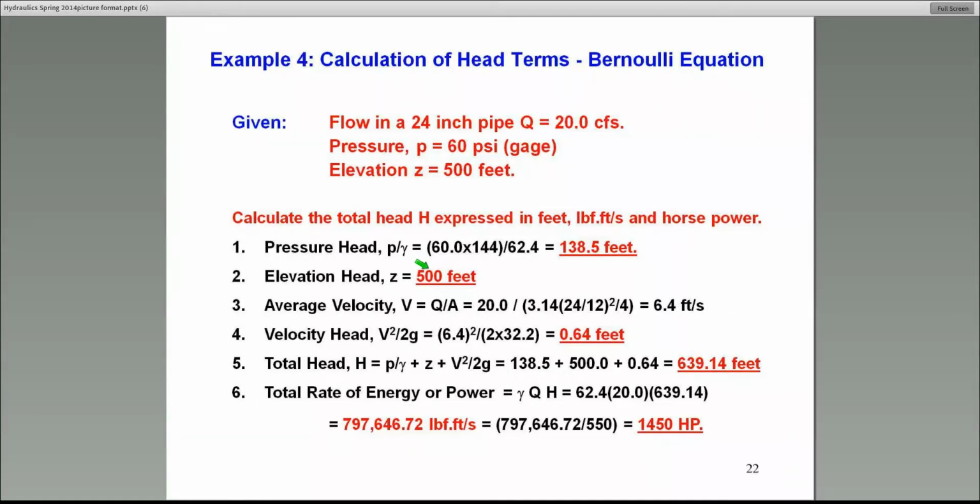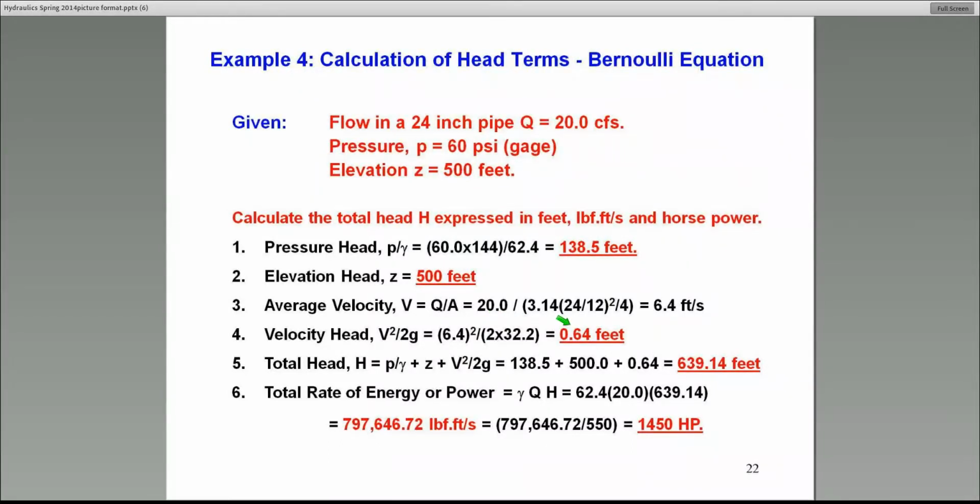Then Z, of course, you don't have to convert. That's already in feet. It's in elevation. The velocity is the other one. In order to convert that, we do V squared over 2g. That's the kinetic energy head. Notice what happens in this. First of all, use consistent units, please. That's very, very important. In this case, velocity must be in feet per second. And V squared over 2g is shown right here. It's 6.4 squared divided by 2 times 32.2, which is 2 times g, gives you 0.64.